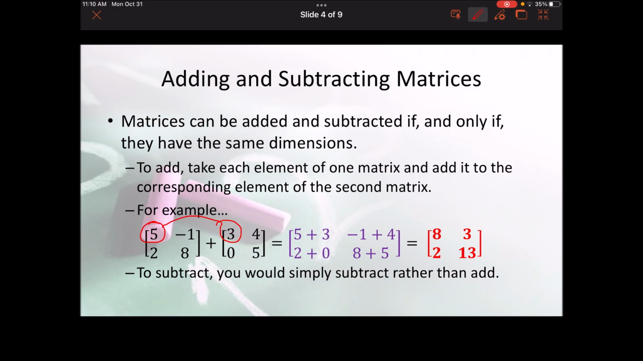5 plus 3 is 8, and you'll notice that in my final answer, that is the first element. Then I take my second element in my first row, so element 1, 2, which is a -1, and I add it to element 1, 2 of my second matrix, which is the 4, and that gives me a 3. So element 1, 2 of my final matrix is a 3. And then we go on to the second row. To subtract, you would obviously just subtract the two instead of adding them.